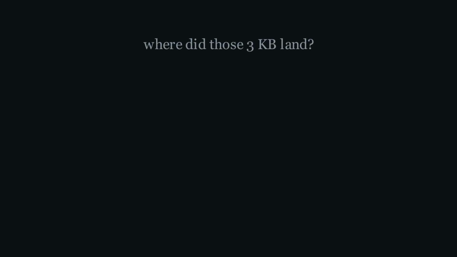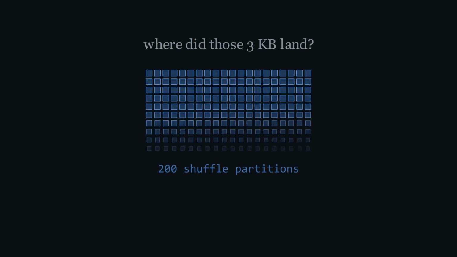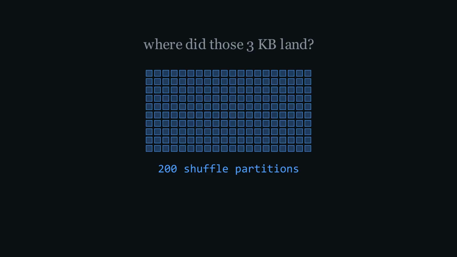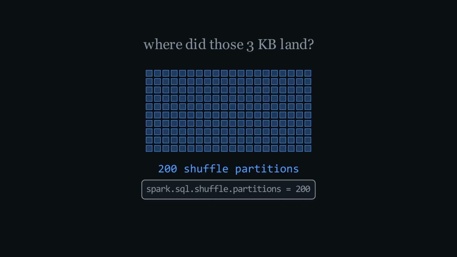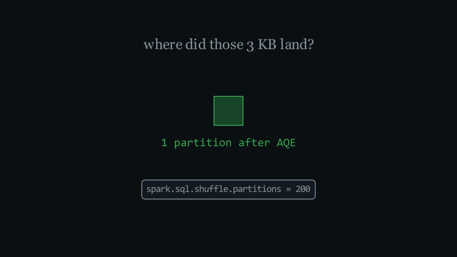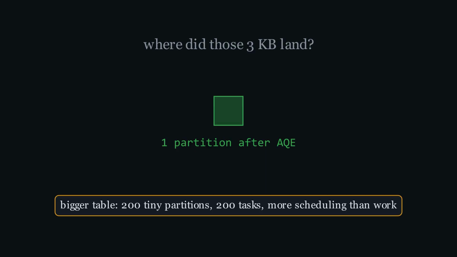First ambush. Your 3 kilobytes were written into 200 partitions, because 200 is the default for shuffle partitions, and it has nothing to do with your data. Adaptive query execution catches it here and coalesces them down to 1 partition, which you can read straight from the output. On a bigger table, it goes the other way. 200 tiny partitions, a task for every one of them, and a job that spends longer scheduling than aggregating.